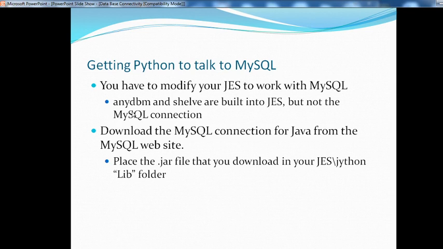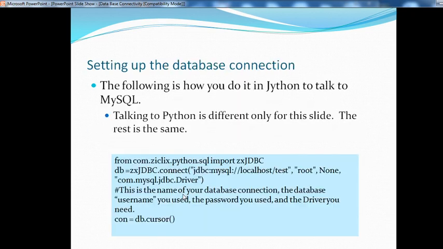Download the MySQL connector for Java from the MySQL website. Then place the .jar file that you download in your JES JPython lib folder. JPython is also available. You download the Java file with the .jar extension, for your Java version, that is JPython. Now, once you download and install it, you set up the database connection. How do you set up the database connection? The following is how you do it in JPython to talk to MySQL.